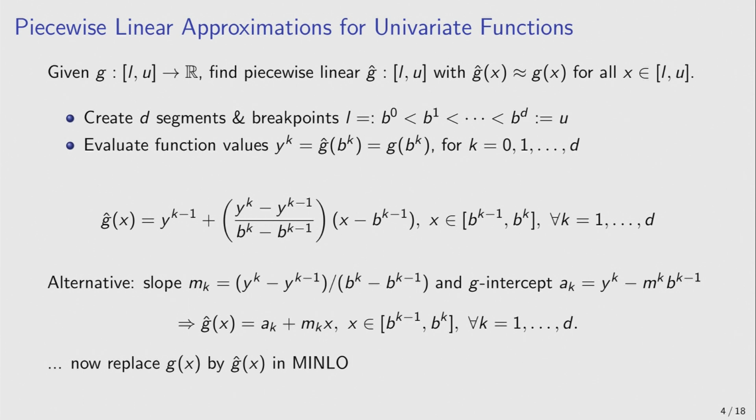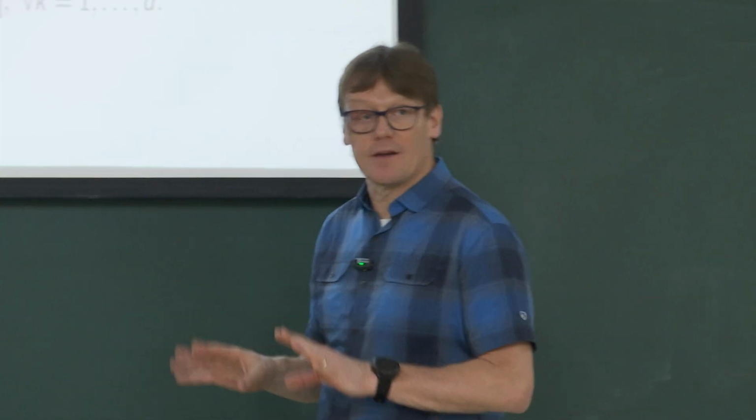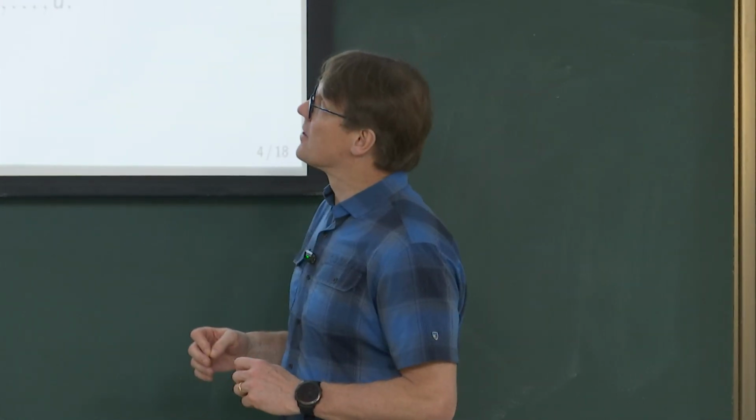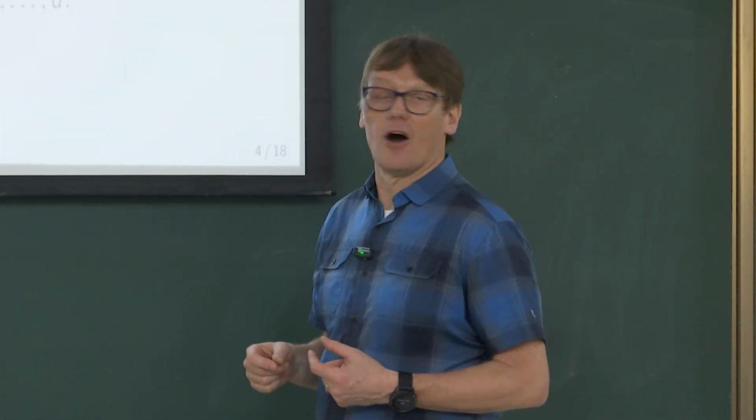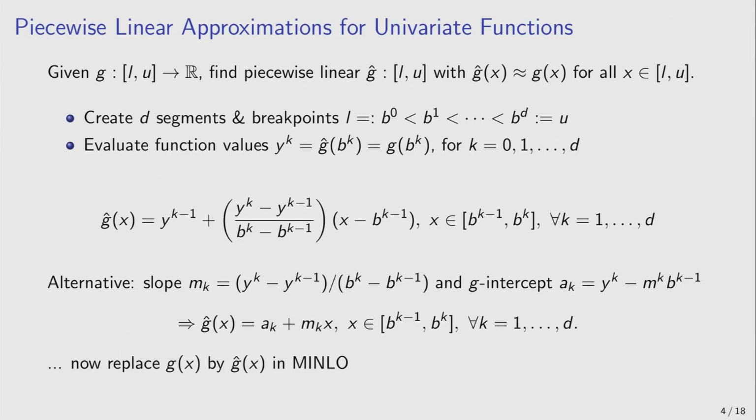So I'm given a univariate function g that maps a finite interval. L and U are finite bounds. And we're going to find a piecewise linear g hat that approximates g in this interval. And I'm not going to talk about the quality of the approximation, so that depends really on the spacing of the breakpoints that I'm going to introduce. So I'm going to start off by creating these breakpoints and segments which go from 0 up to D. So very similar to what we did earlier this morning.